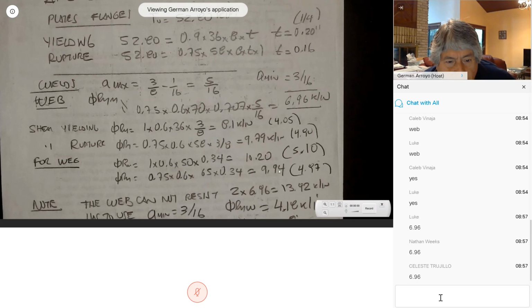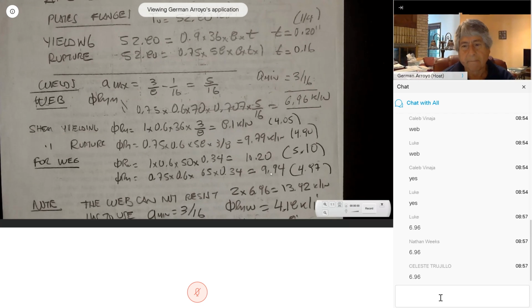Now, if I compare the capacity of the weld per inch and for the web, the shear yield and shear rupture, what is controlling my design? Or what is still controlling my design? Anybody? So what is still controlling my design? The weld. And so the weld is controlling the design.